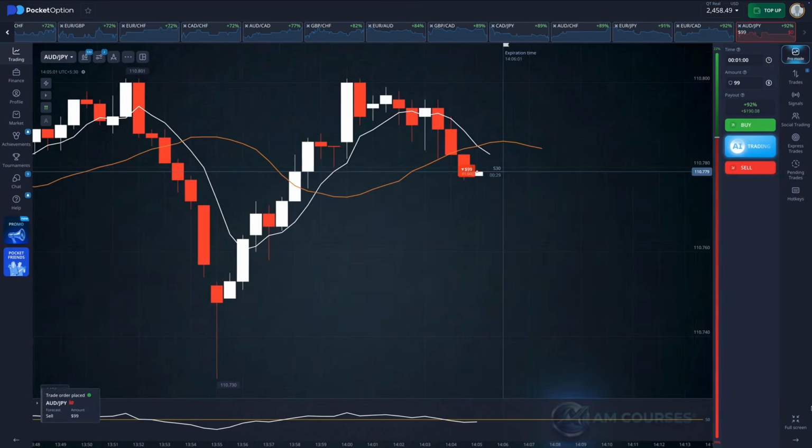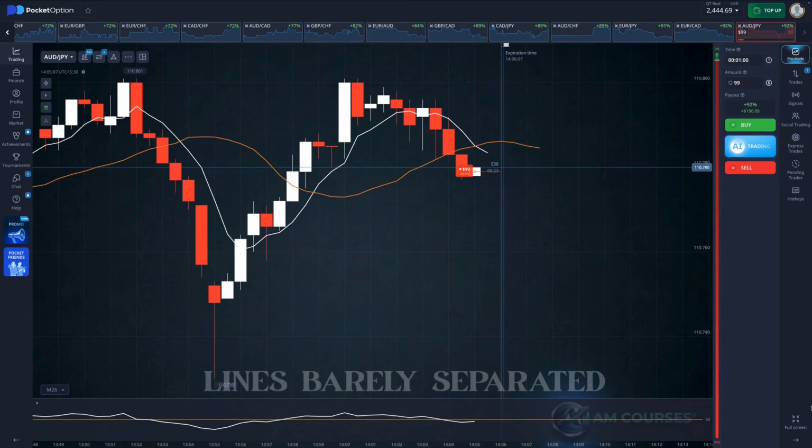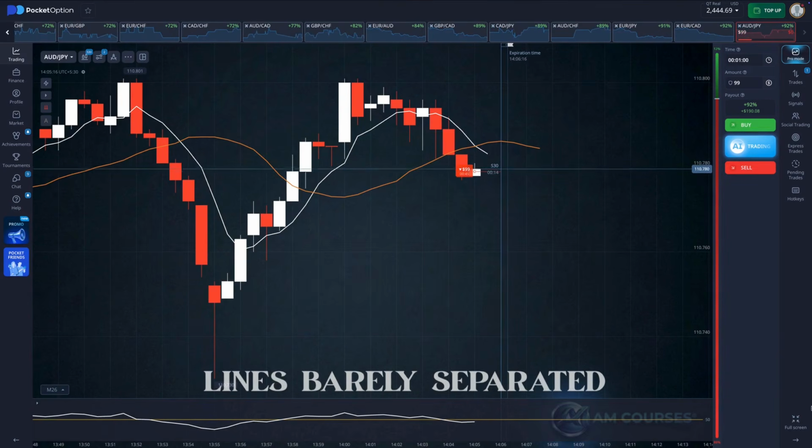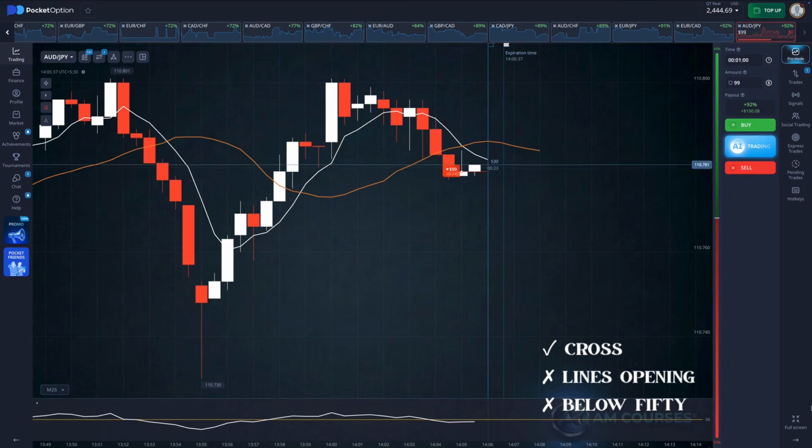And I am going to be honest with you about this one straight away. I took it because the fast line did cross below the slow line. Technically, there was a signal. But look at the 2 lines at that moment. They are almost touching, and the slow line is flat. It is not falling. And look below the chart. That line is sitting right on 50, not clearly below it, right on it.